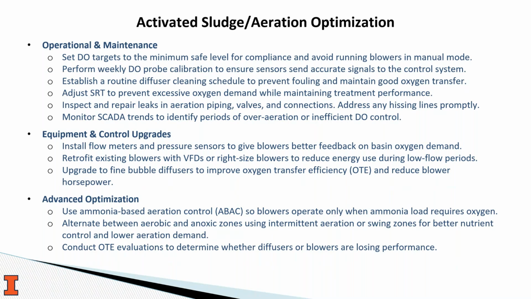So for aeration and activated sludge optimization, starting with O&M, one of the most impactful actions you can take is, again, setting DO targets to minimum safe levels that still comply with permit requirements. This helps avoid the common issue of running blowers manually or keeping DO levels unnecessarily high. And regularly calibrating DO probes as well, ideally on a weekly basis, can ensure compliance and can enhance treatment efficiency. Establishing a routine diffuser cleaning schedule is another simple but effective practice that maintains good OTE.